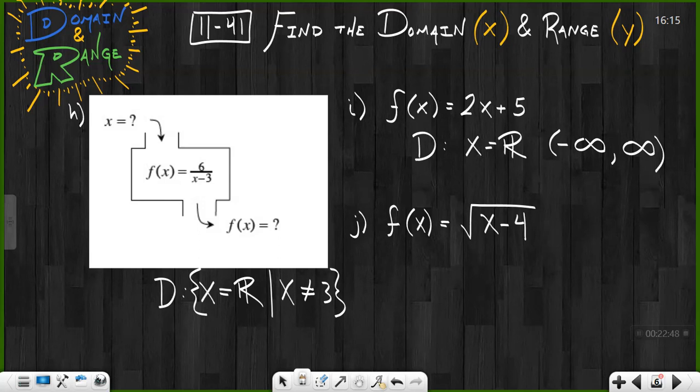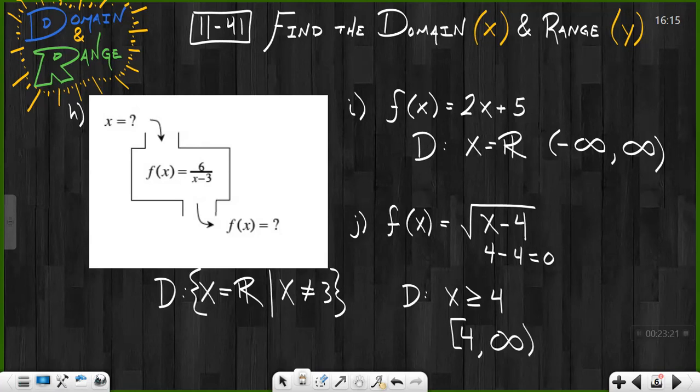All right, and then what about J here? In this J, I've got a square root. With square roots, I cannot get a negative. Well, at what point will this be negative? Well, anything that goes beyond 0. Well, at 0, that's when 4 minus 4 is 0. So when x is 4, you get 0. So anything less than 4 is going to make this negative. So my domain in this case, x can be anything that is greater than or equal to 4. How would you write that in set notation? Well, that means that my minimum is 4 and it can equal 4, and my maximum can go up forever. All right, and that would be your set notation for this.